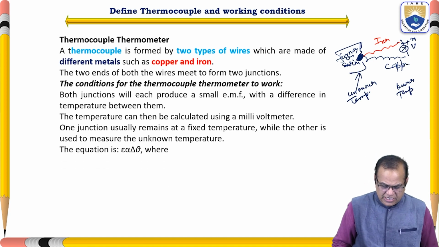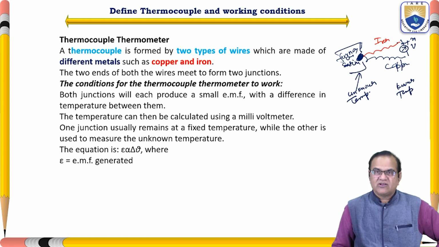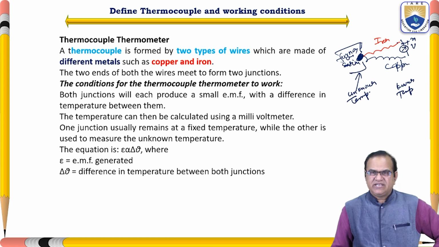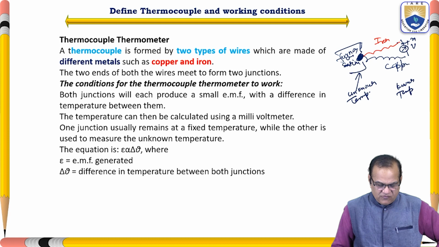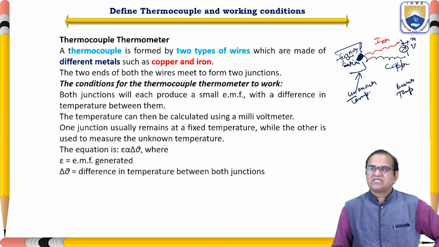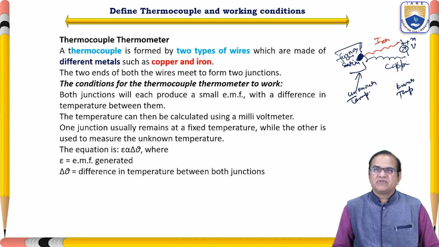The equation is E ∝ ΔV. E is equal to the EMF generated, and ΔV is the difference in temperature between both the junctions. Alpha is the conductivity here. In this way we can measure the temperature by using this voltmeter. The voltmeter can be calibrated so that it can define the temperature, which is converted into electrical signals.